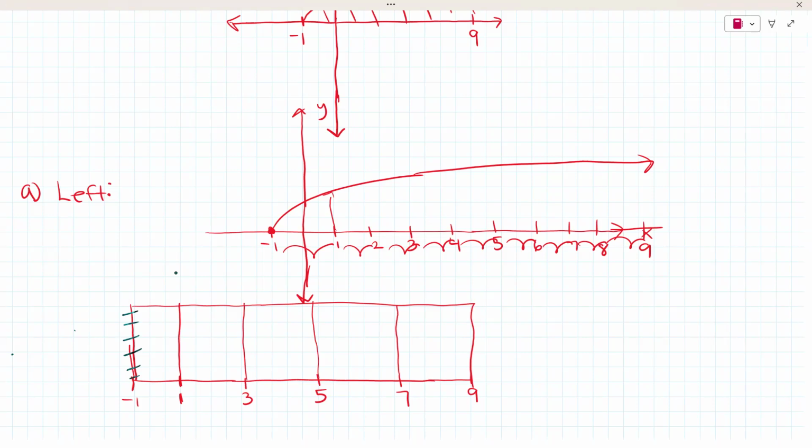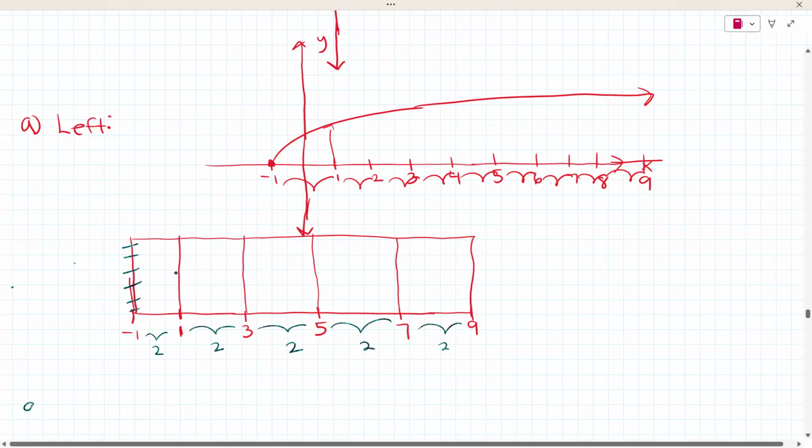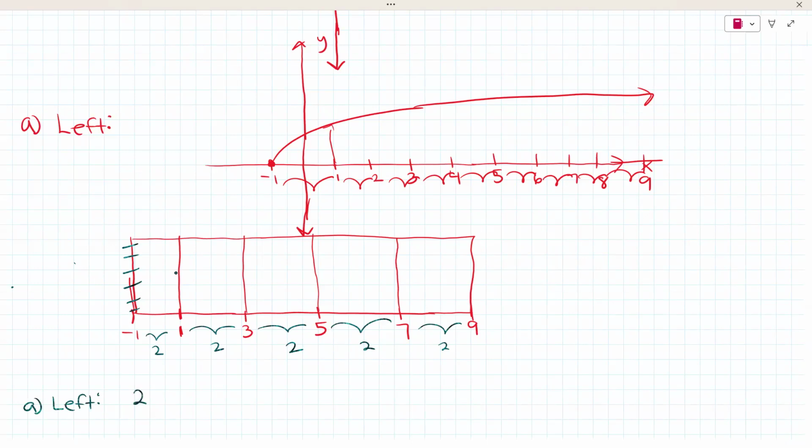And so from -1 to 1, what is my delta x? It is 2, right? So this is a distance of 2. This is also a distance of 2. 3 to 5 is 2. Looks like they're constant, so they have an even width. That's good because now we can factor out a 2. So on part A, we're doing left, and we're going to take out a 2.